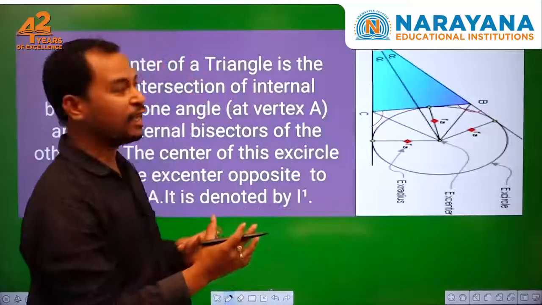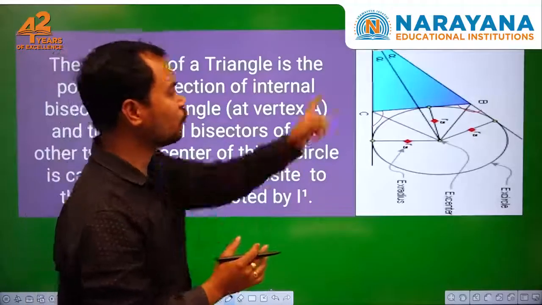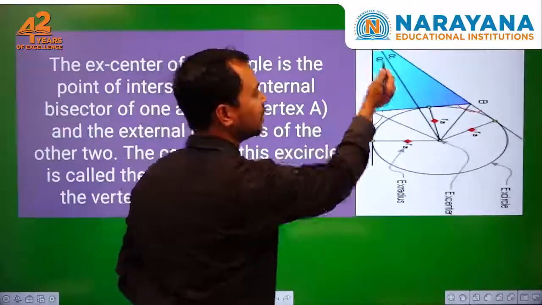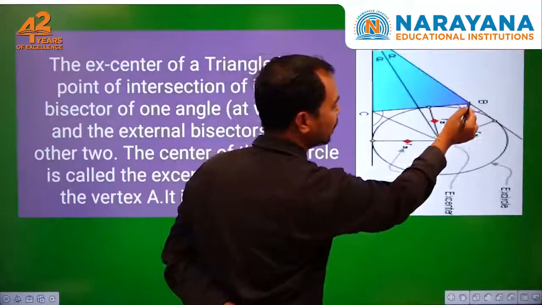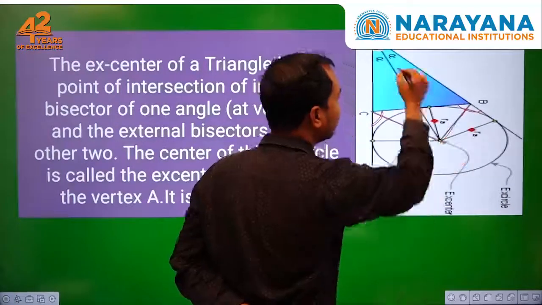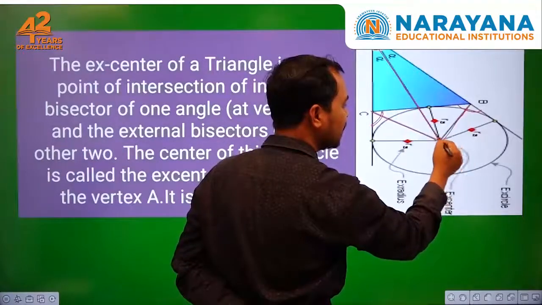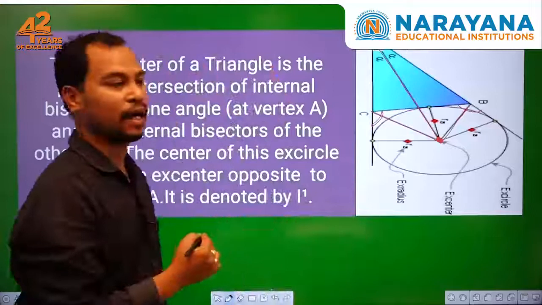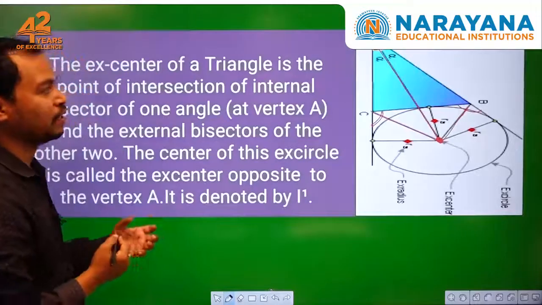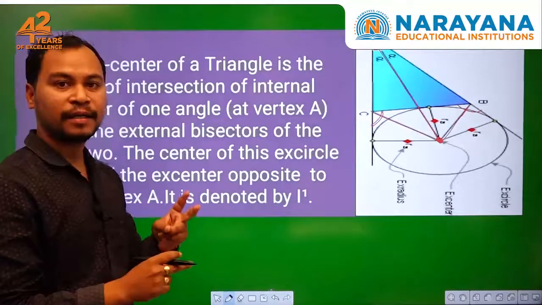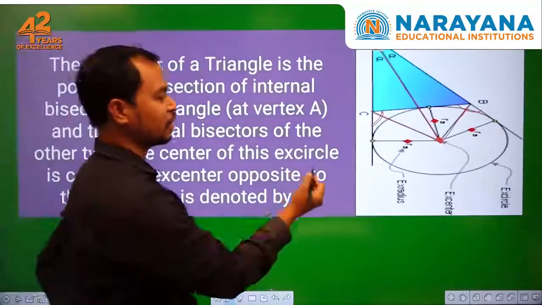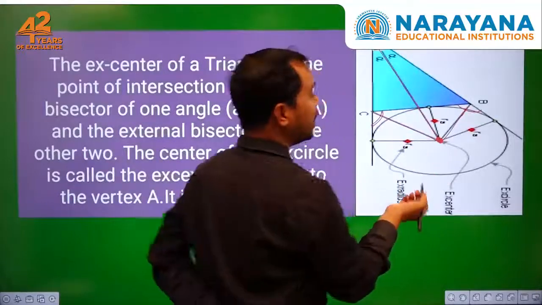So here the excenter is the point of concurrence of one internal angle bisector and two external angular bisectors. This is the internal angle bisector, this is an external angle bisector, this is an external angle bisector. This is the exterior angle, okay? So this bisector and one internal angular bisector, these three will meet at one point, and that is called the excenter of a triangle. Okay? So one internal angular bisector and two external angular bisectors, the point of concurrence is called the excenter. This is the excenter.